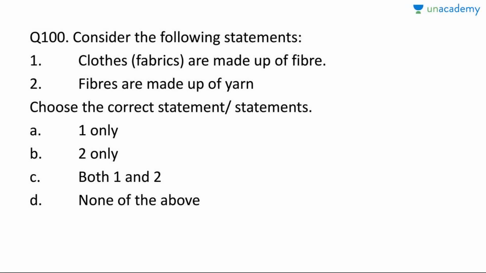Okay. Question number 100. Consider the following statements. Clothes or fabrics are made up of fiber. Basically, fibers are made up of yarn. Both are wrong. Fabrics are made up of yarn. So, fabrics are made up of yarn, and yarn is made up of fibers. So, it is wrong. So, answer here is D, none of the above.